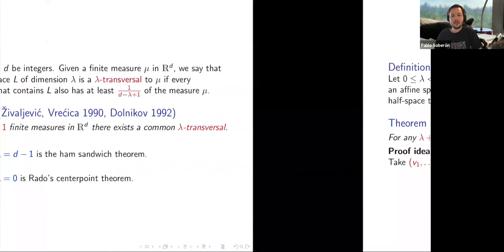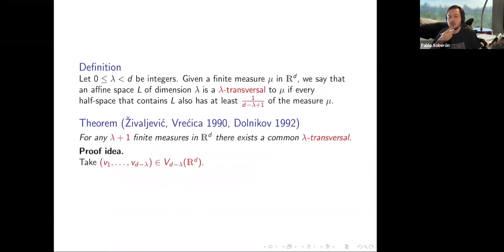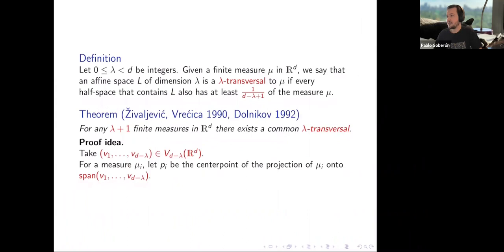So let me show you a different, or a new, proof of the central transversal theorem with these ideas. What I'm going to do is take this Stiefel manifold, and look at the span of those d minus lambda vectors. This is what I'm thinking of as the orthogonal complement of what I want to be my central transversal. So I'll take this span, and every measure I have floating in space, I'm going to project onto that space. I project every measure onto the space and take a center point of that projection. So I will have one point in this span for each of the measures. And you can see that I just want these points to coincide. If they all coincide, then the inverse of the projection is a lambda transversal for each of them.